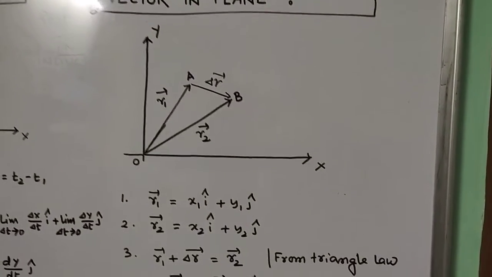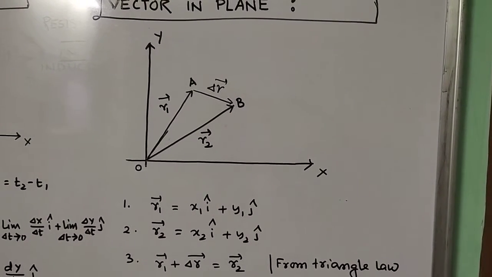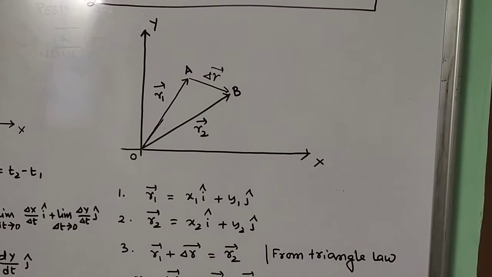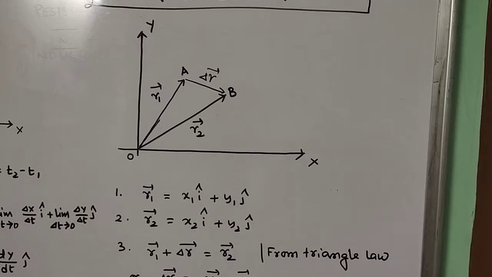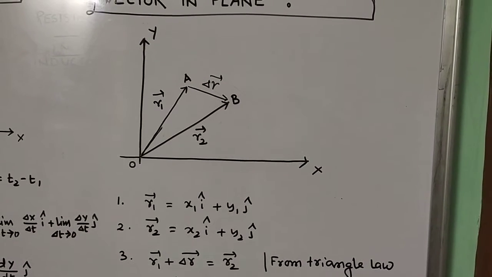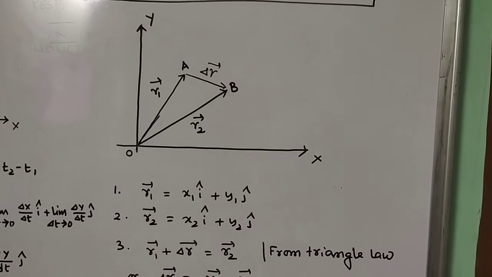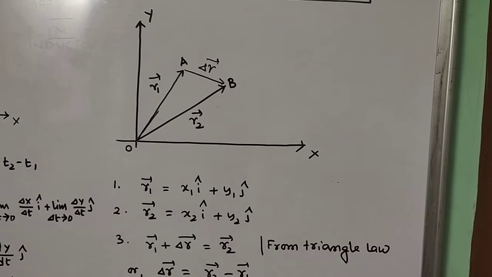Now the component part we have already discussed, rectangular component. So let me define r1 vector in terms of components. So x1 i cap plus y1 j cap. So x1 i cap is your component along x-axis, and y1 j cap is your component along y-axis. Similarly, r2 vector has components x2 i cap plus y2 j cap.